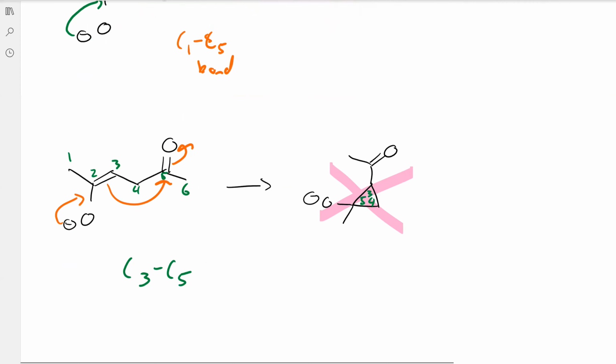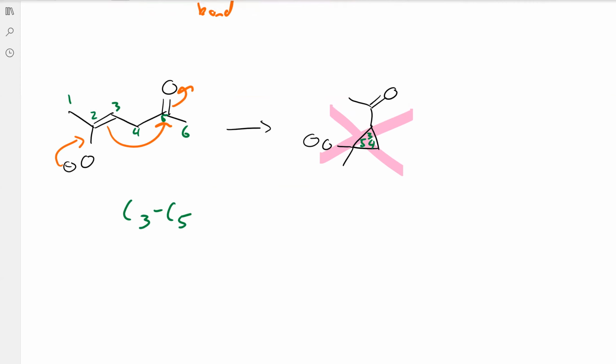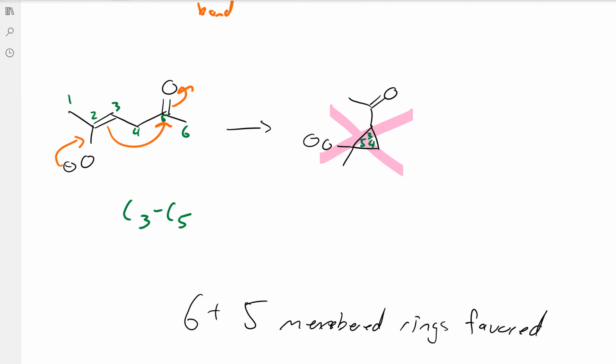Cyclopropane, very unstable. So again, intramolecular reactions, nothing new. Just remember 6 and 5-membered rings are favored. We can get more than 6, that's totally fine. Less than 5, much less likely.